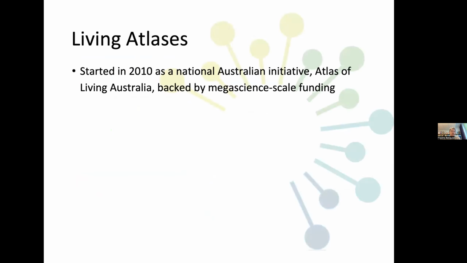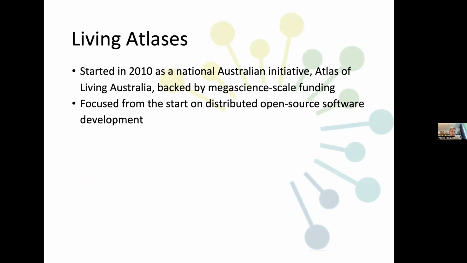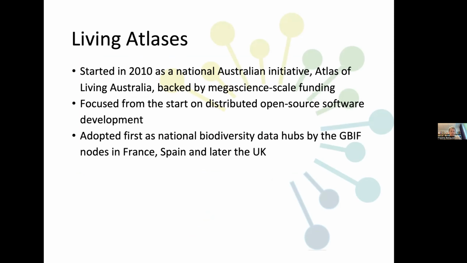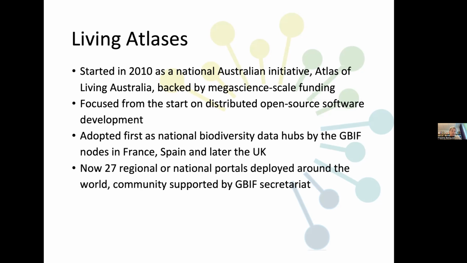The Living Atlases community. So this started in 2010 as a national Australian initiative, Atlas of Living Australia, and was backed by mega science scale funding. We're talking about around 300 million Swedish kronor in initial funding for this initiative during the first 5-year period. It was focused from the start on distributed open source software development. And adopted first as a national biodiversity data hub by the GBIF nodes in France, Spain, and later the UK, and Sweden came after that.